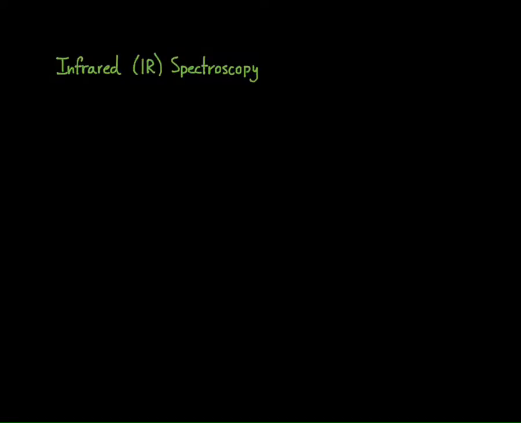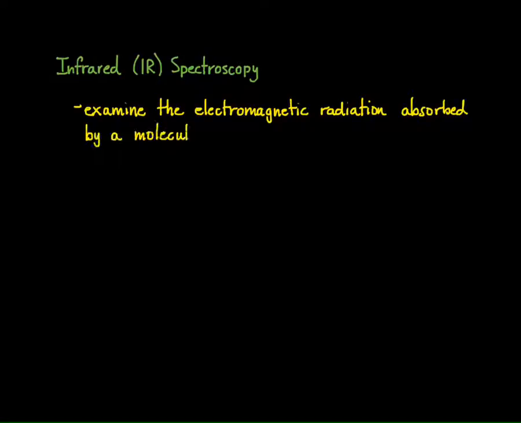We now get introduced to our first type of spectroscopy called infrared spectroscopy, or IR spectroscopy. Now, in general, spectroscopy examines the electromagnetic radiation absorbed by a molecule. And for infrared spectroscopy, you can see that that absorption is occurring in the infrared region of the electromagnetic spectrum.